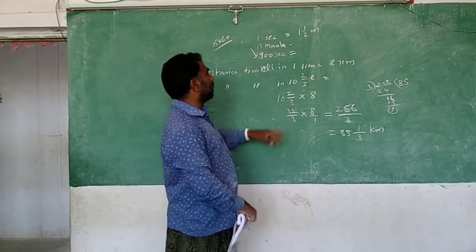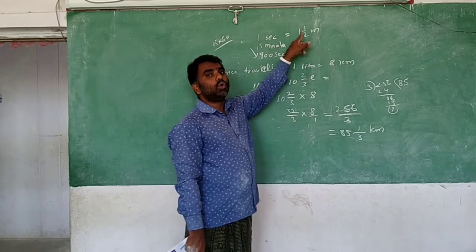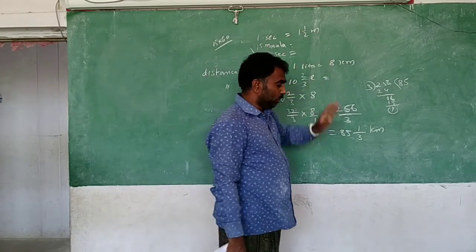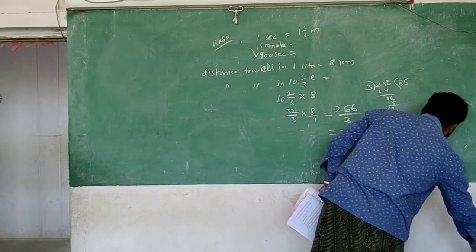So what do you get as the answer here? 900 into 1 by 2. You know the method of multiplication, so do that.